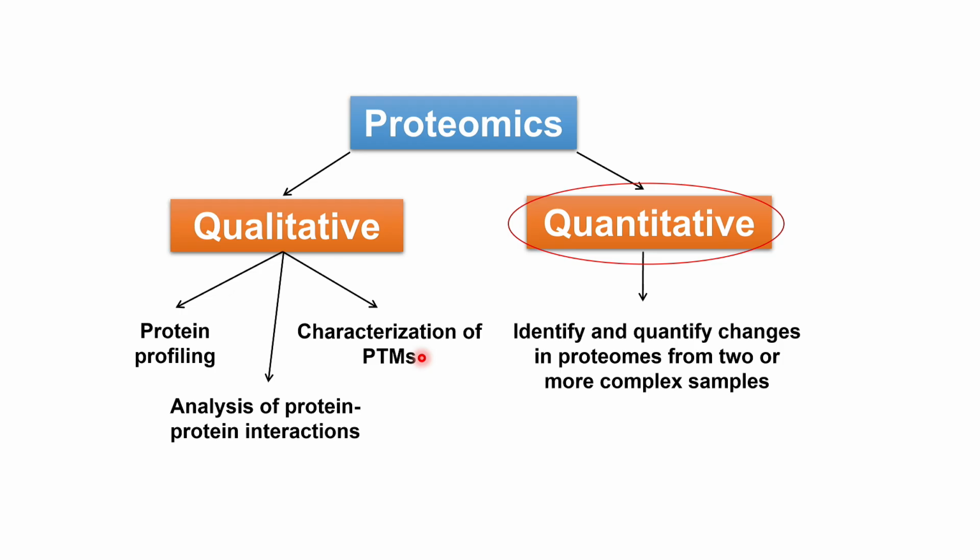If I do the qualitative proteomics, and I am comparing Alzheimer's versus the healthy person, I can only find out this protein is present and this protein is absent. But if I do the quantitative proteomics, then I can compare and I can tell, okay, this protein is 2 times more in Alzheimer's compared to the normal healthy brain, or 3 times less in Alzheimer's compared to the normal healthy brain.